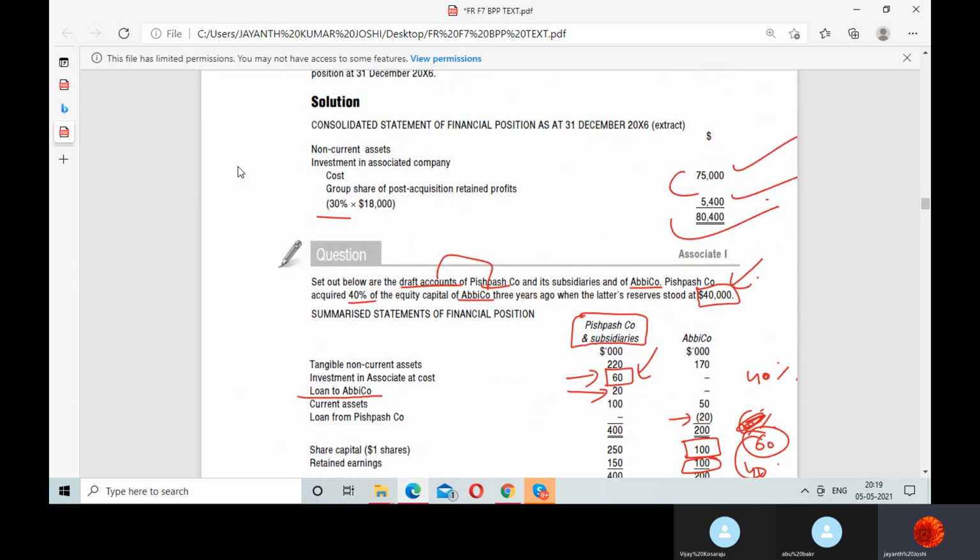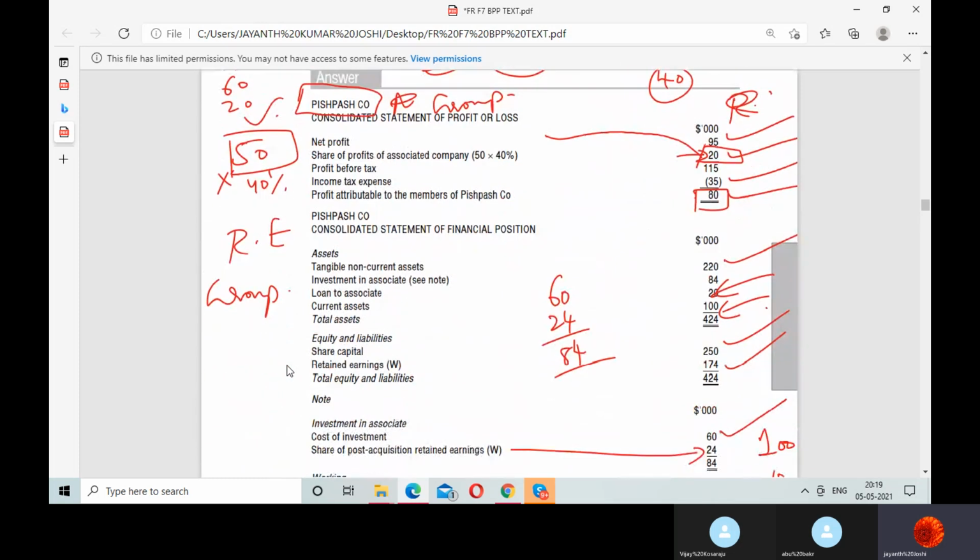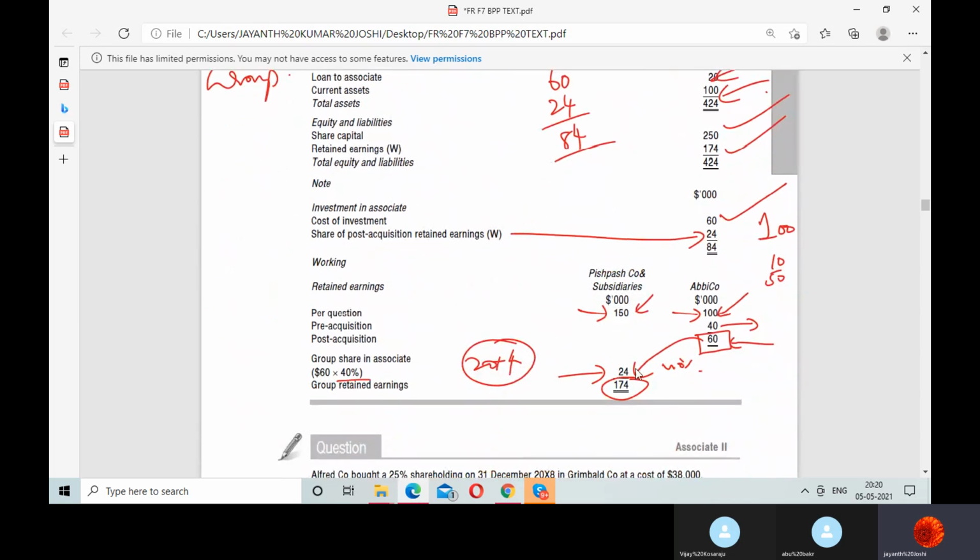So our estimation is 100 is the associate's retained earnings, in which 50 of the current year profit is there. Of that, 40% has gone to the group, that is 20, and 40 was pre-acquisition, correct? Post-acquisition 10 is also there as extra. Of that 10, 40% is 4. So 24 they got. So this 20 would be there in their retained earnings, and 4 extra also. That is almost complete. Done. Shall we move forward?